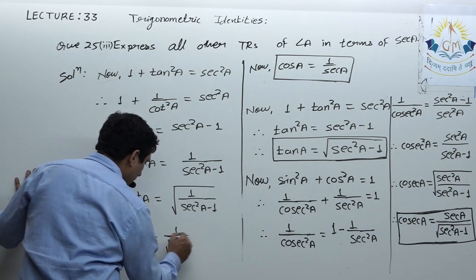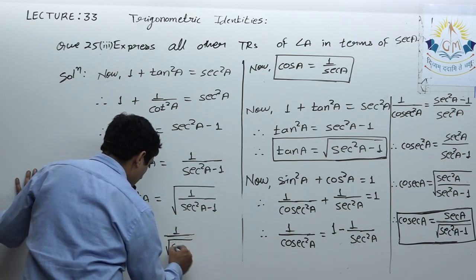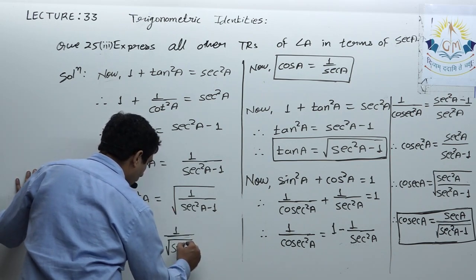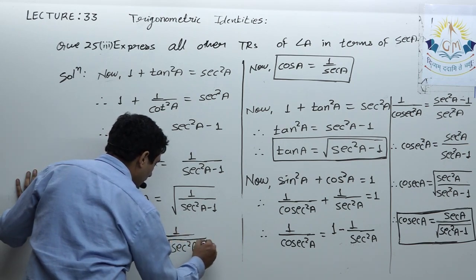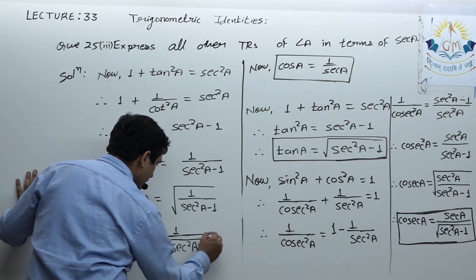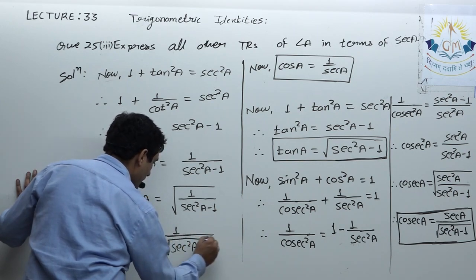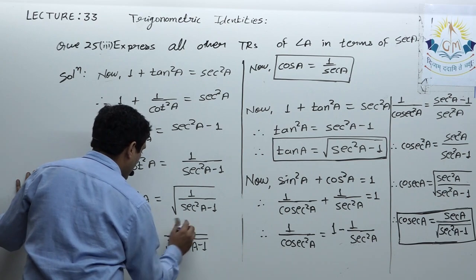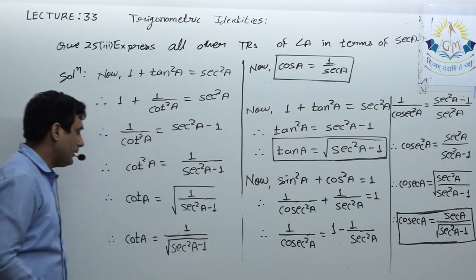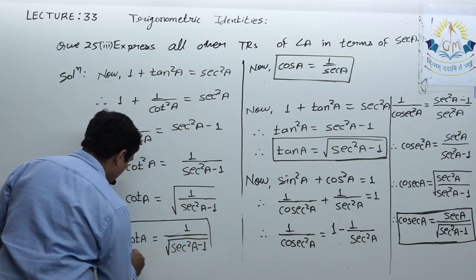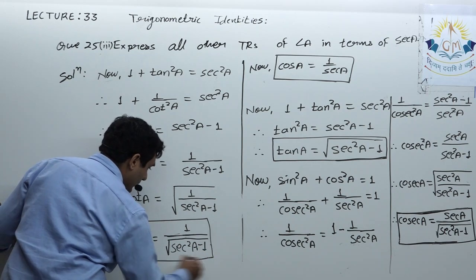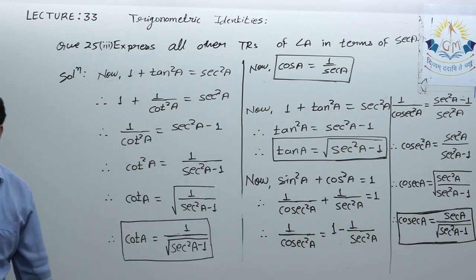So this gives me the value of cot A in terms of sec A. So this is the way by which we can write any trigonometric ratio in terms of any other trigonometric ratio. So please note it down, then we'll see the next question.